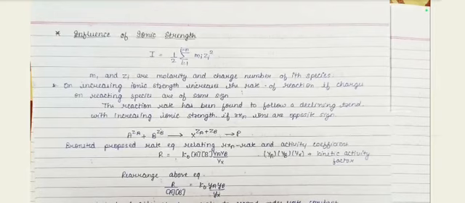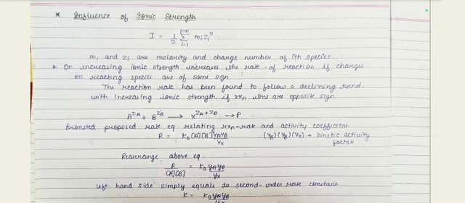I = ½ Σ MiZi². Mi and Zi are the molarity and charge number of the ith species. Increasing the ionic strength increases the rate of reaction if the charges on the reacting species are of the same sign.